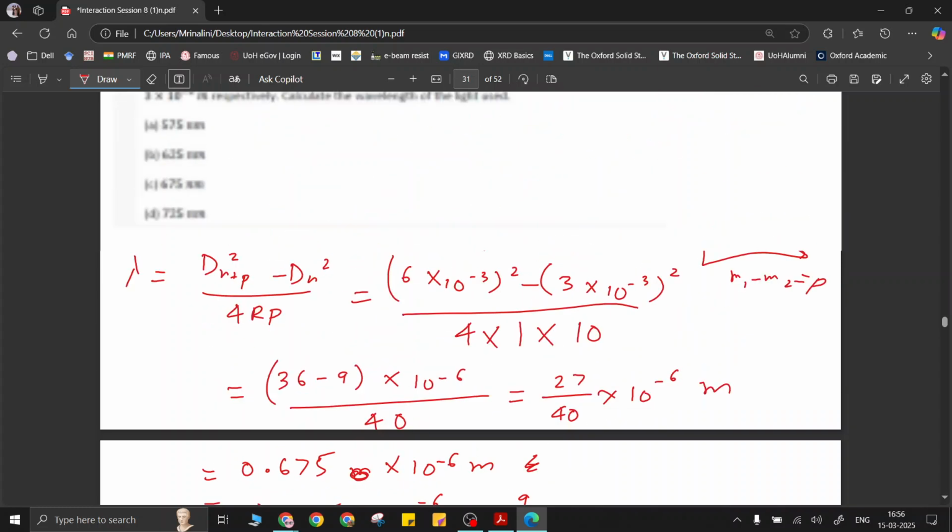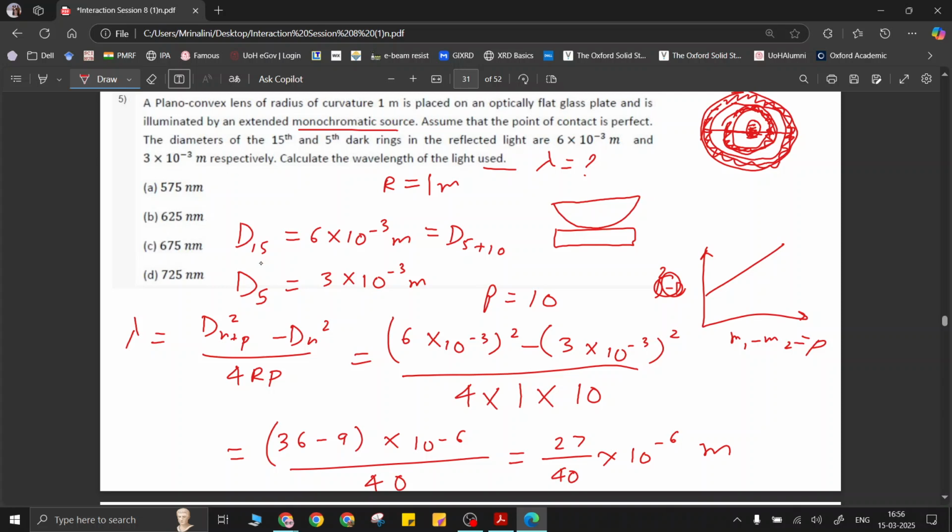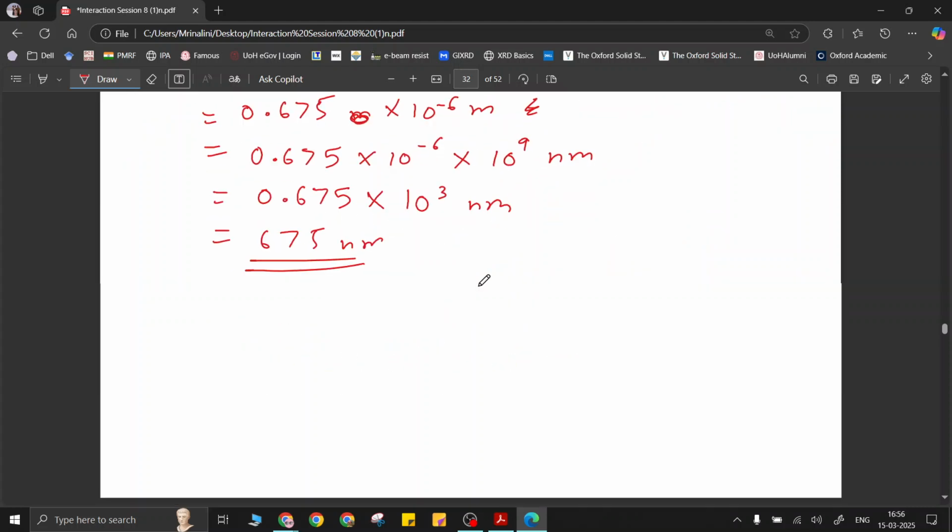This is our answer. Let's see which option matches this. So option C, which is 675 nanometer, is the correct answer. So for this Newton ring experiment where the radius of curvature and these diameters are known, we can find out the wavelength, which we are getting to be 675 nanometer. So the C option is the correct one.